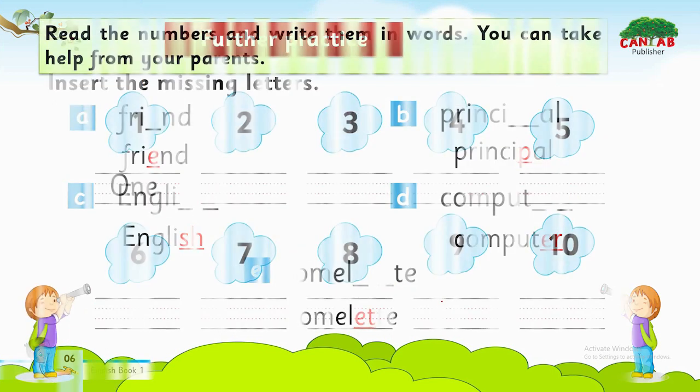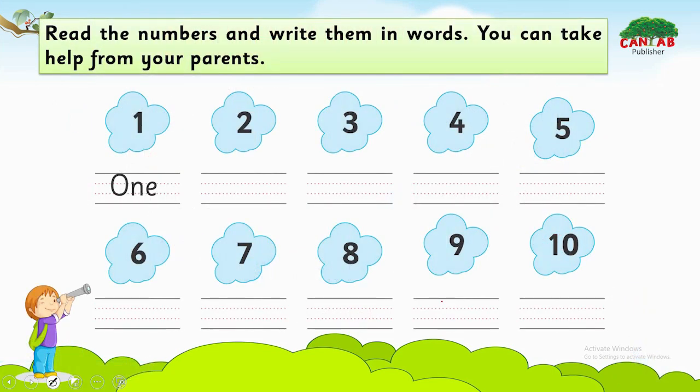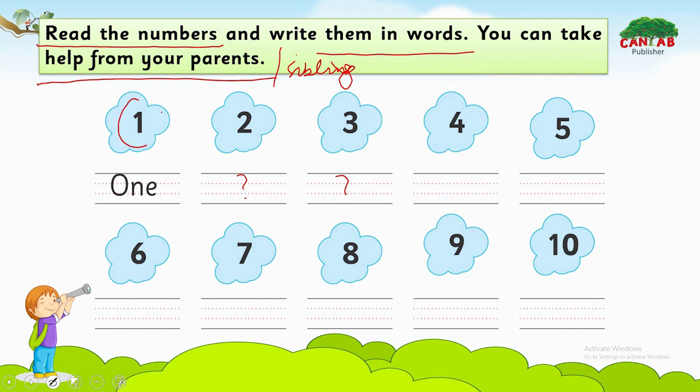So now you have to fill up these blanks. And what is it asking? It is asking that you have to read the numbers and write them in words. You can take help from your parents and your siblings. What is this? This is 1, O and E.